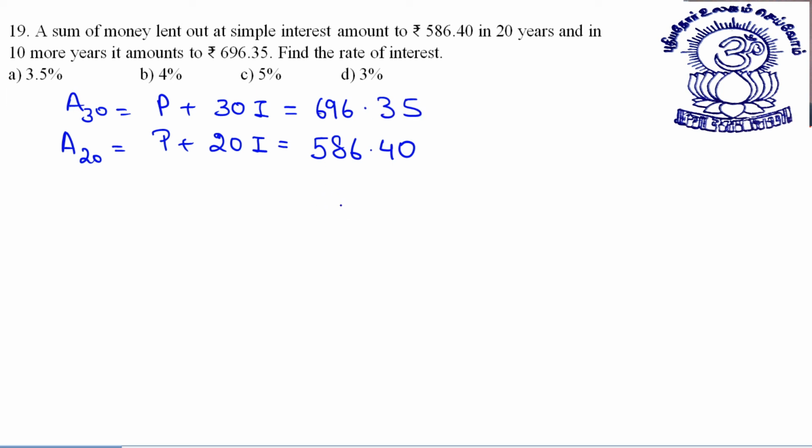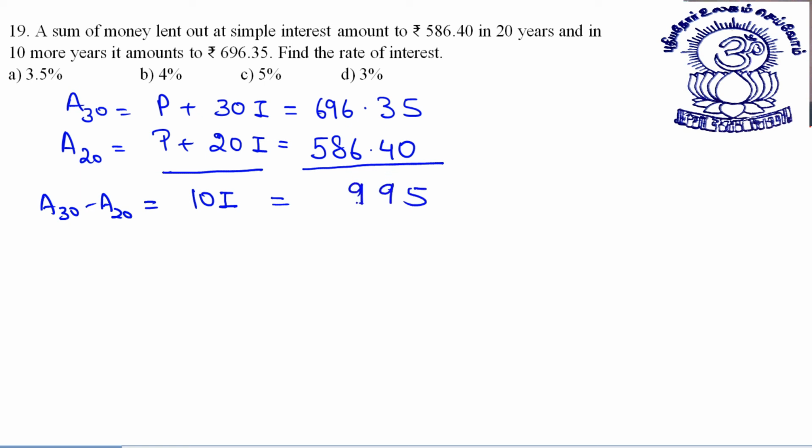696.35. Okay. Now if I subtract this from this, what do I get? 10 years interest. A30 minus A20 will give me 10 years interest. How will I get this 10 years interest? 13 minus 4 is 9, 15 minus 6 is 9, 68 minus 58 is 10.